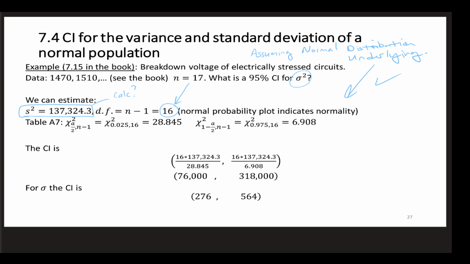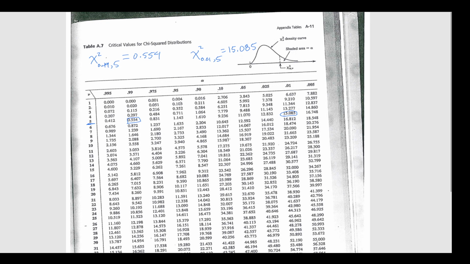So now, what do we need to do? Let me go to the chart over here. And what are we looking for? We have a 95% confidence interval. So let me erase this stuff that we had earlier. We have a 95% confidence interval. What does that mean alpha is? Well, that means alpha is 0.05.